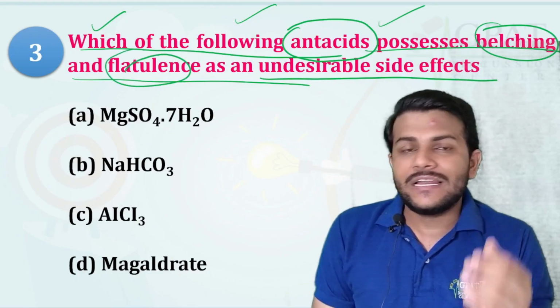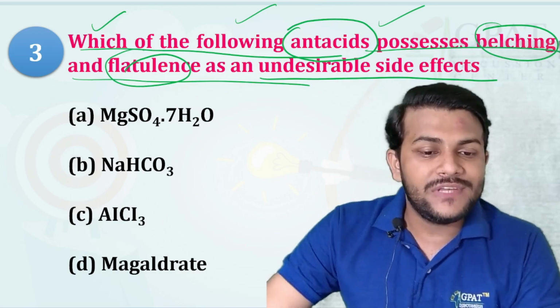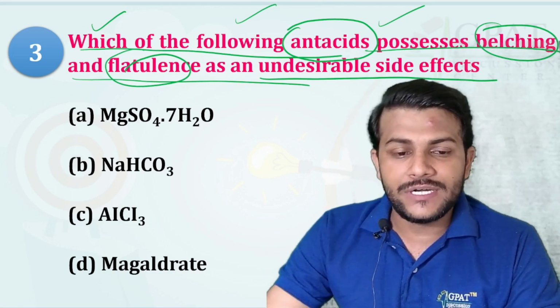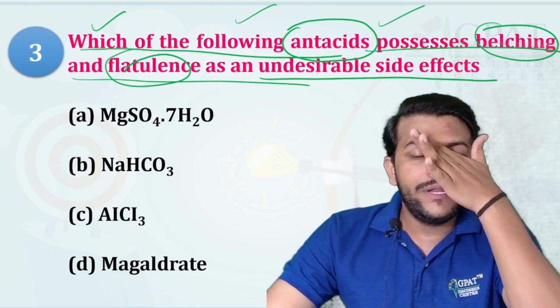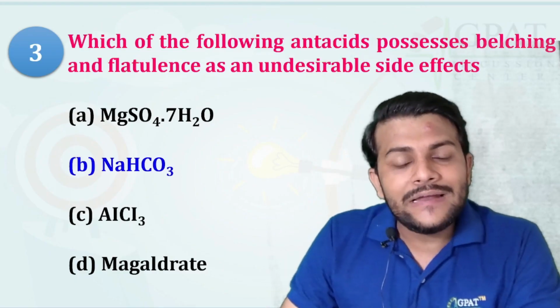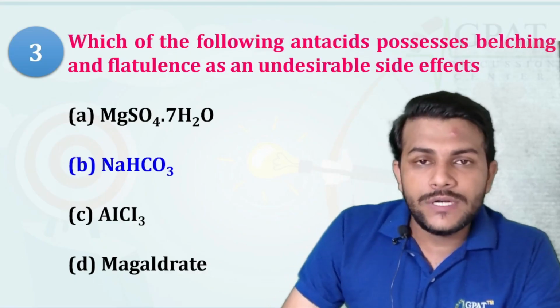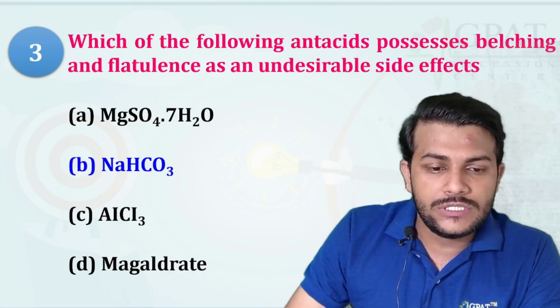There are basically two types of antacids: systemic and non-systemic. Systemic contains sodium bicarbonate and sodium citrate. Non-systemic includes aluminum hydroxide gel and magnesium hydroxide gel. So the antacid that possesses belching and flatulence is sodium bicarbonate, that is NaHCO3.